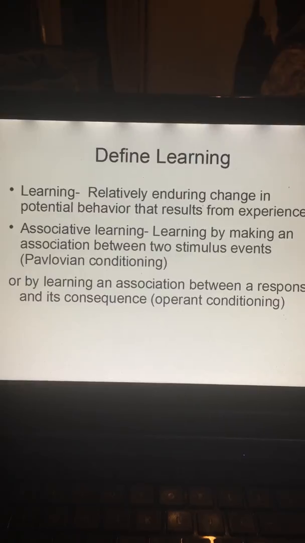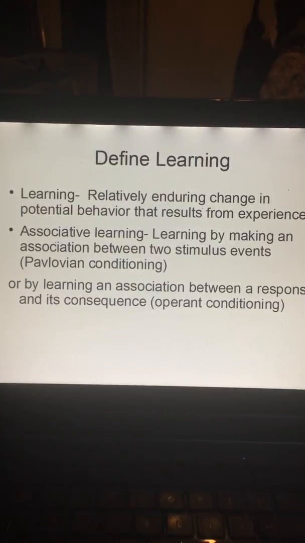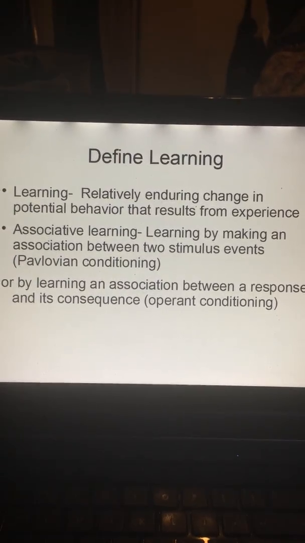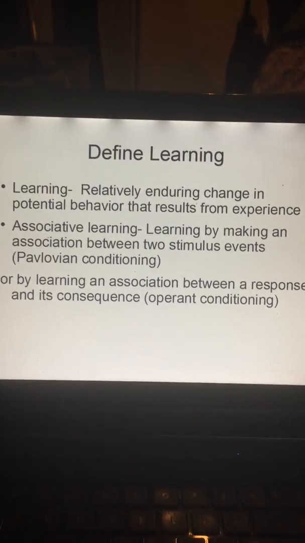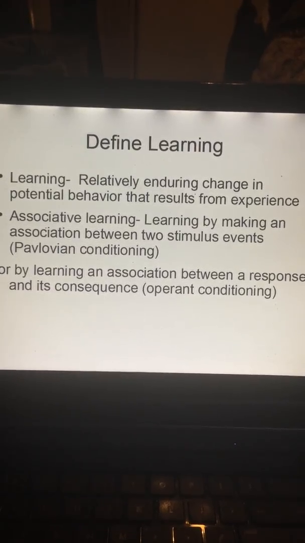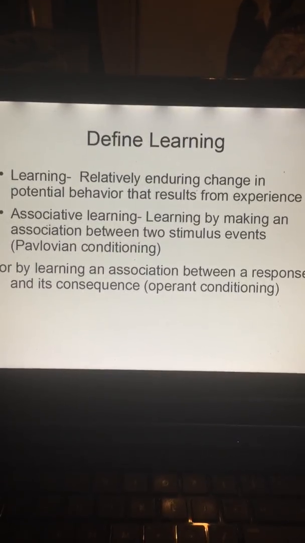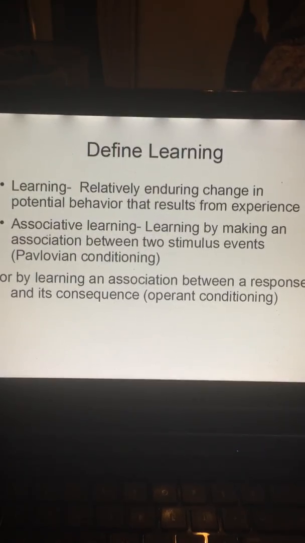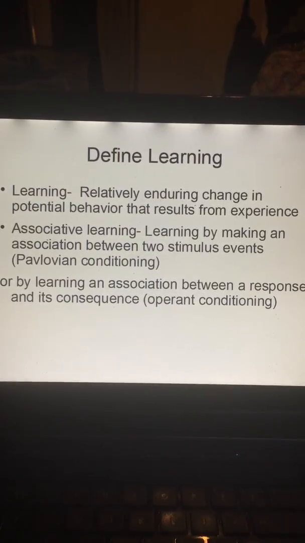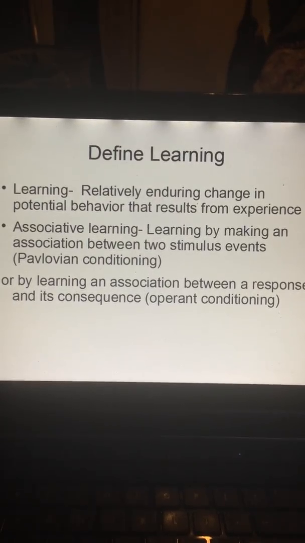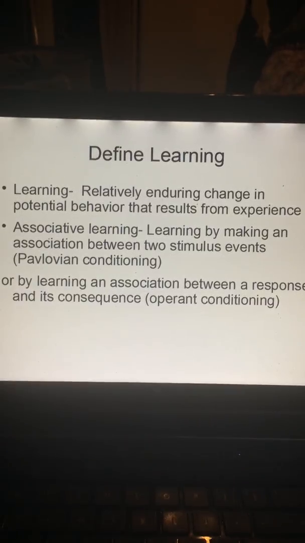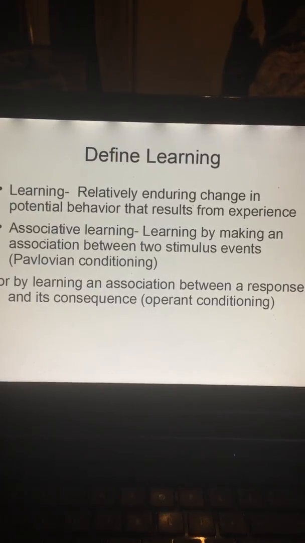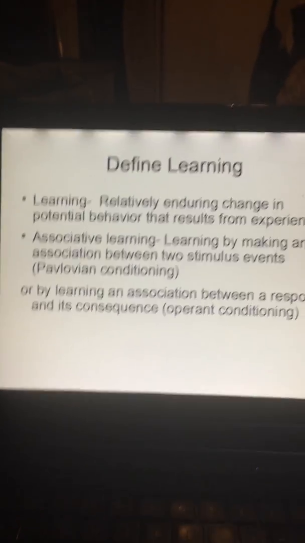Now, associative learning is when we learn by making an association between two stimulus events or between a response and its consequence. So, speeding and getting a speeding ticket, response and consequence. That's operant conditioning. Pavlovian conditioning is an association between two stimulus events. For instance, when a company selling beer like Coors Light uses sex appeal to sell a thing of beer. Beer plus sex appeal makes you want to buy it.